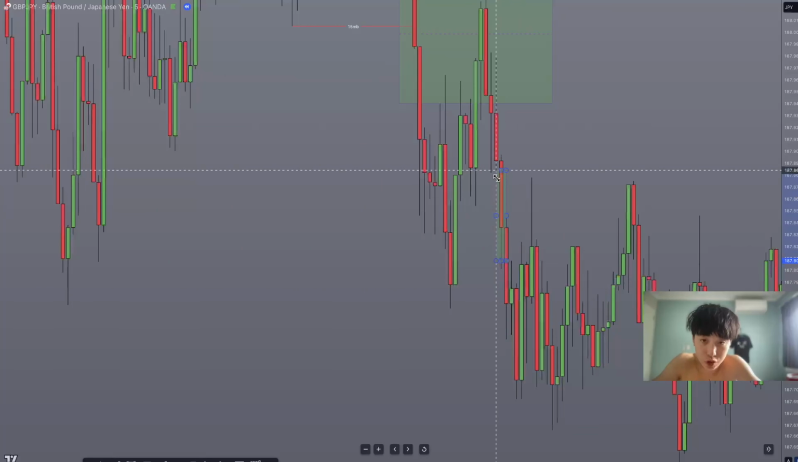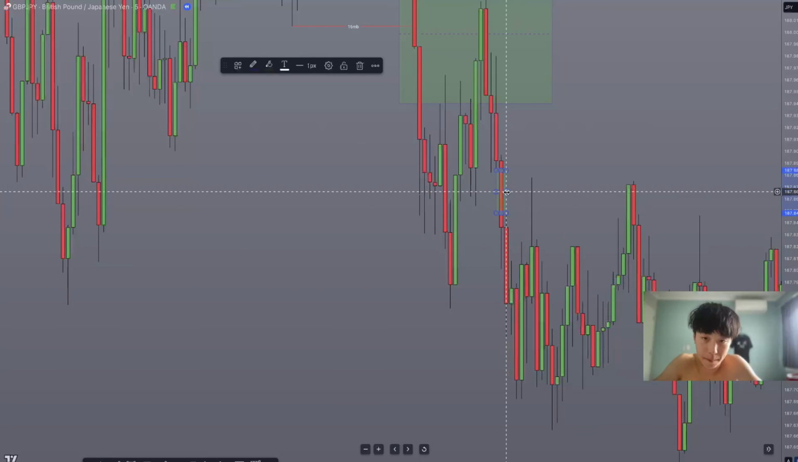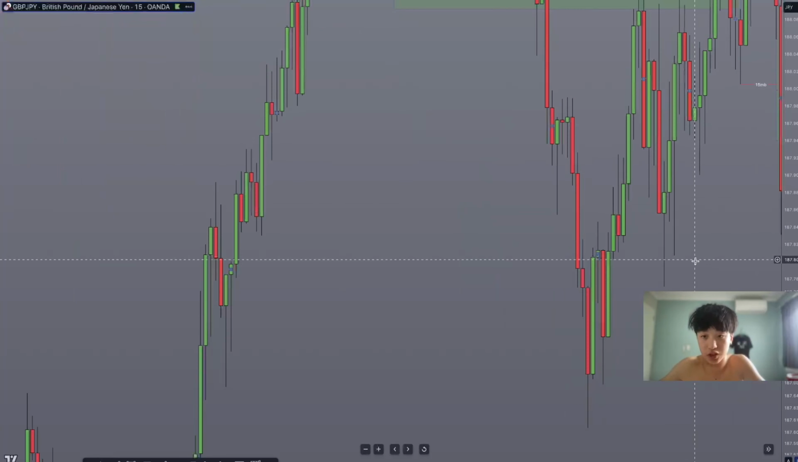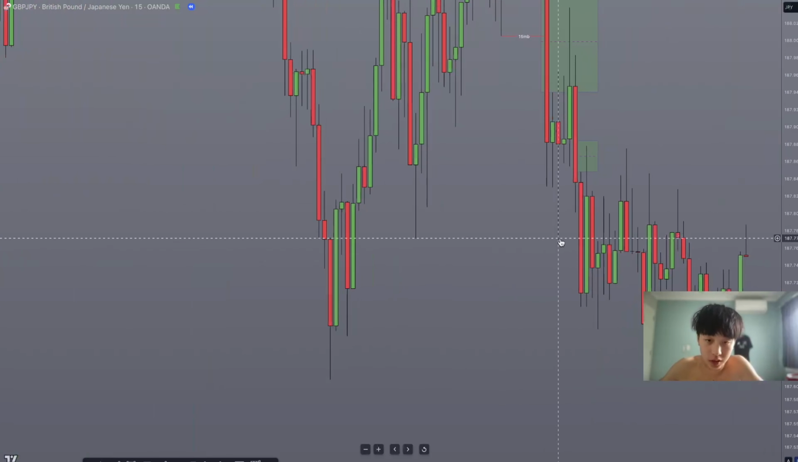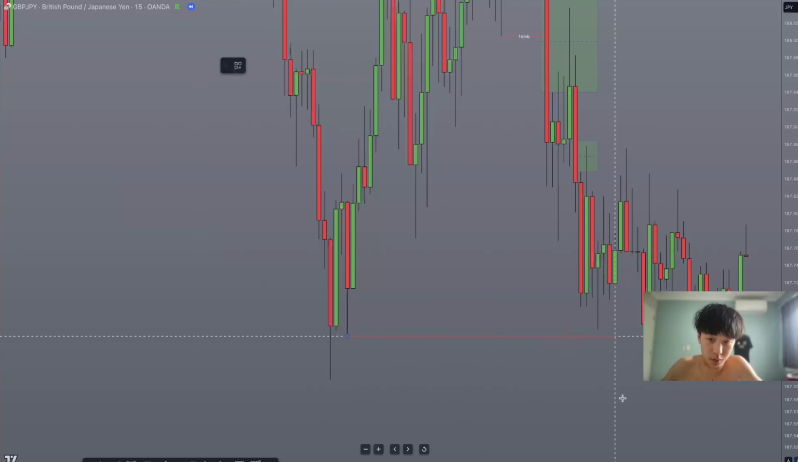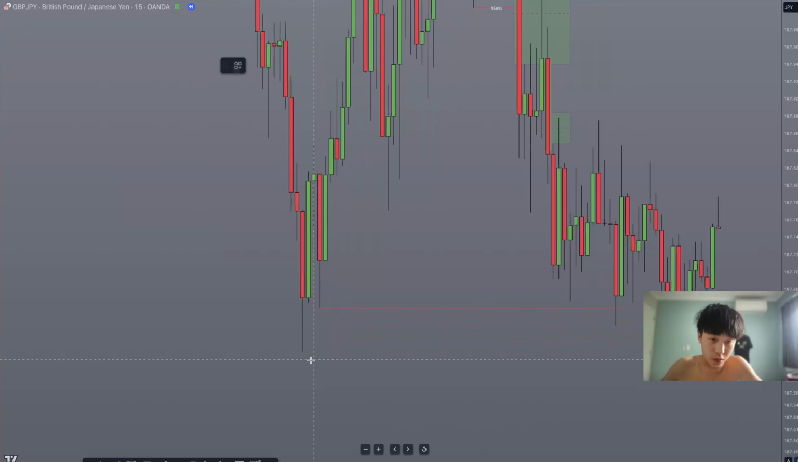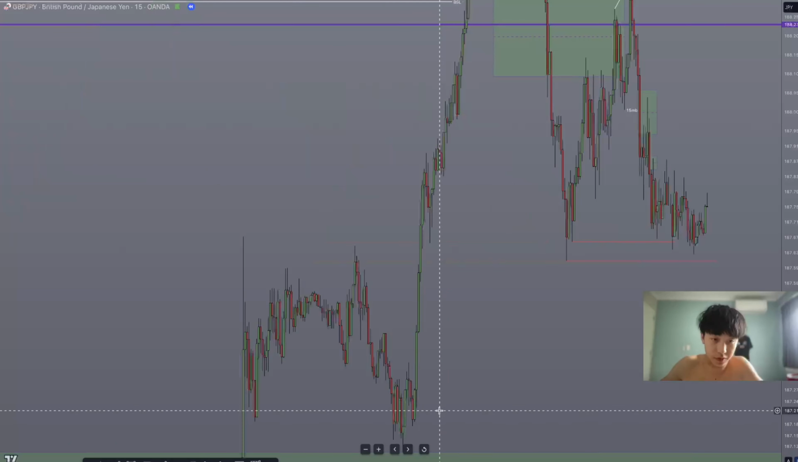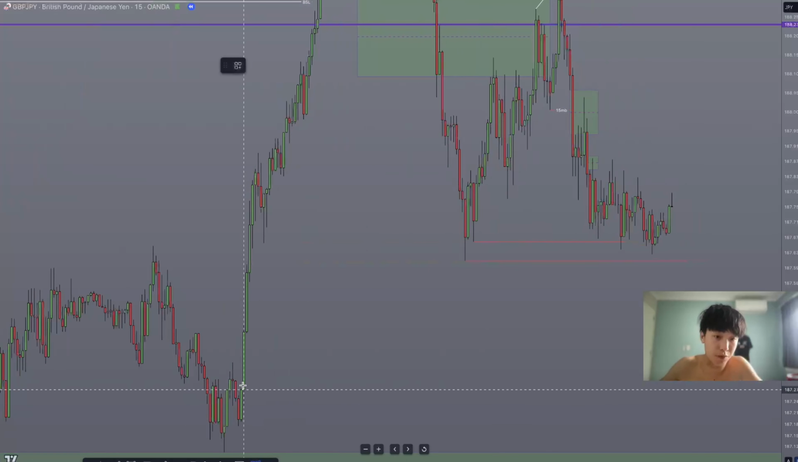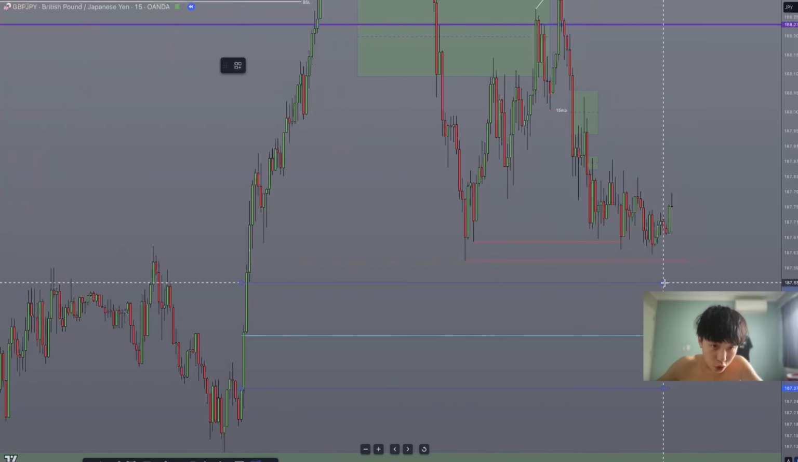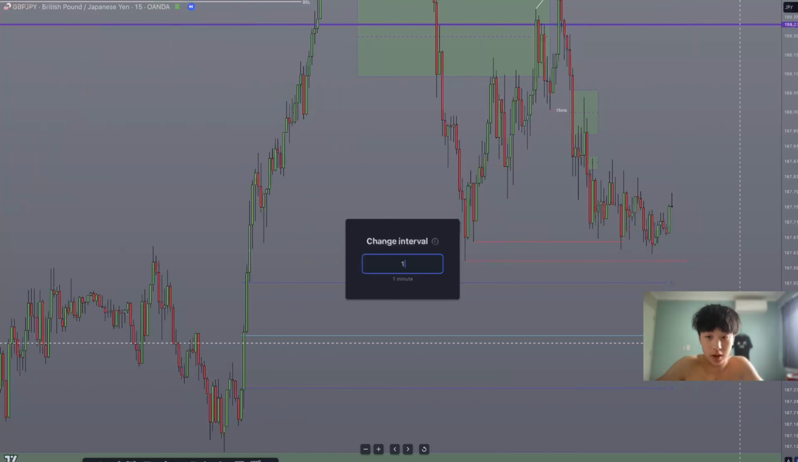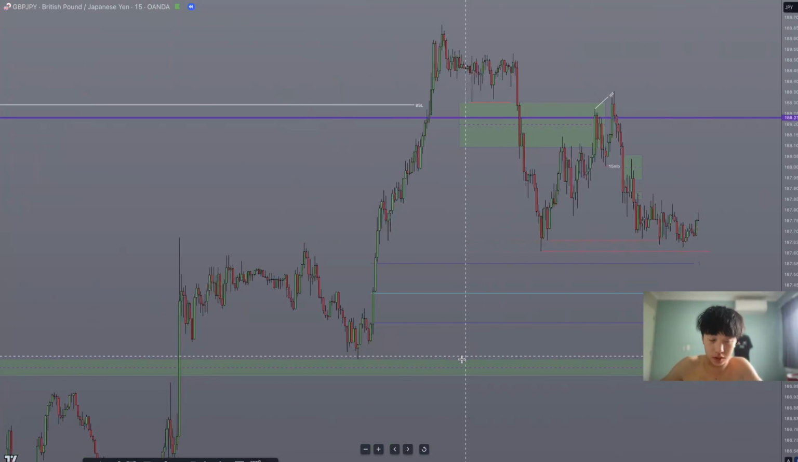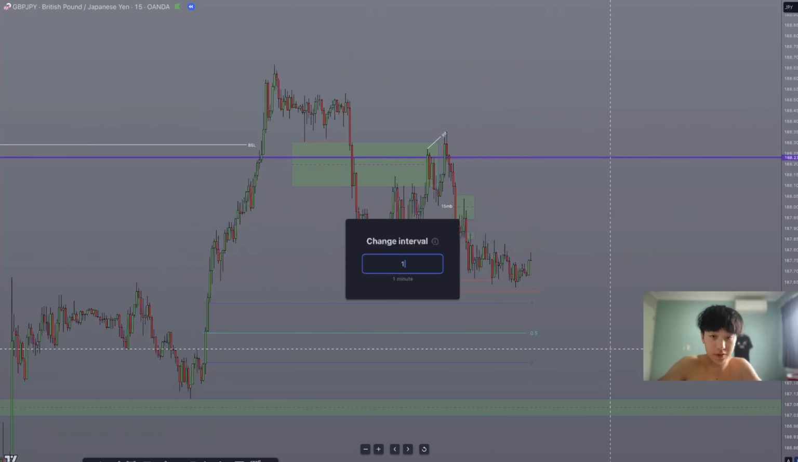You could enter straight away on this 5-minute fair value gap, but that would be slightly less confluence because you've already hit this drawn liquidity. Your next take profit would be this 15-minute low right here, then this one right here, and then you've got a big 15-minute fair value gap which you could enter anywhere in between, and then obviously you've got the sell side liquidity level plus your daily fair value gap.